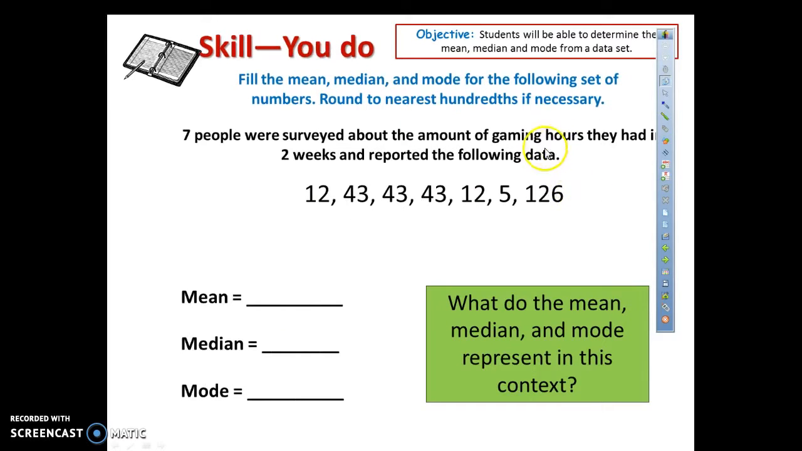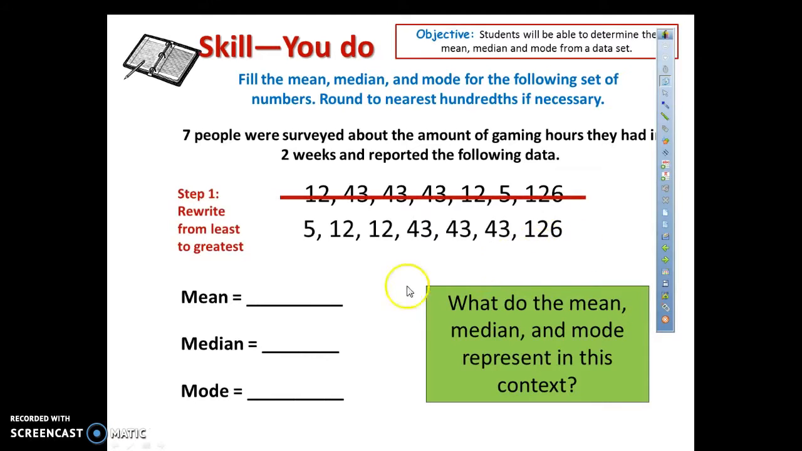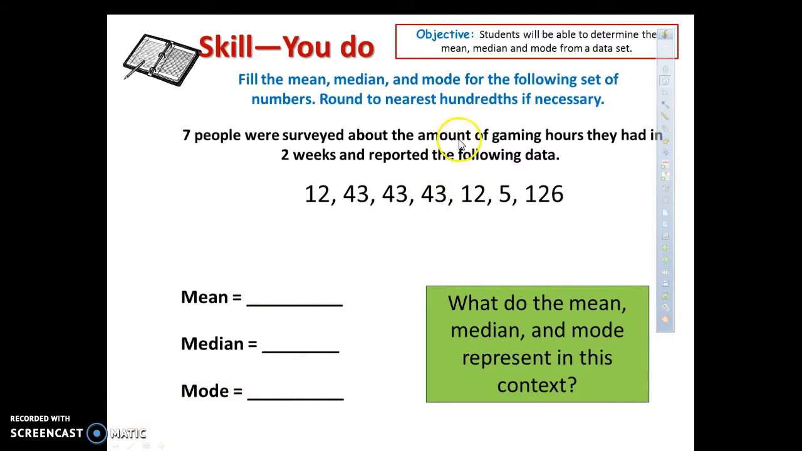Can you go ahead and do this problem on your own? Pause the video and try this one.